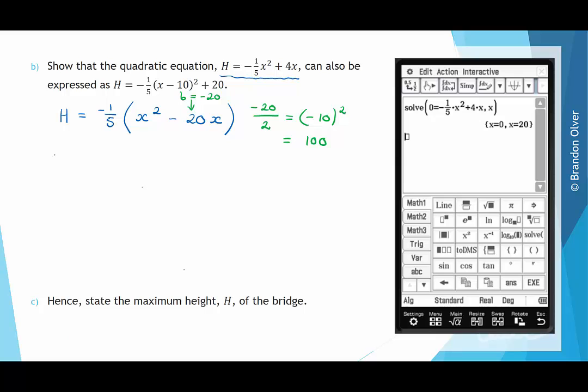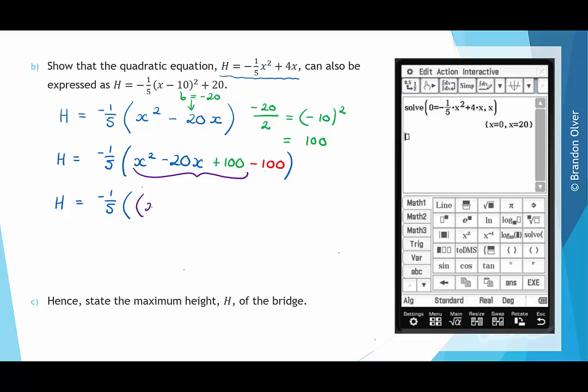Now we're going to use that to complete the square. So we still have h is equal to -1/5 times all of this expression. And now we're going to have x squared minus 20x. And here we add on the 100 to make a perfect square. Then to maintain the equation, we subtract 100. And then we close our bracket once again. So the trick here is that these three terms form a perfect square. So we can write it as h is equal to -1 divided by 5 times x minus 10 all squared, which is those three terms. That's the perfect square. And then we still have minus 100.